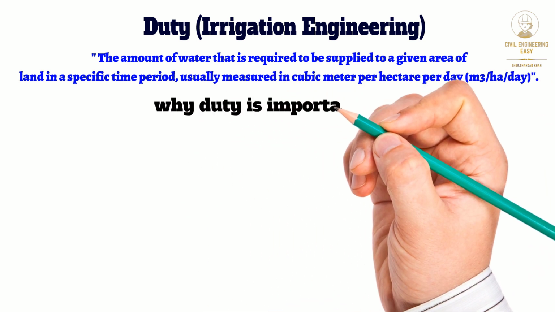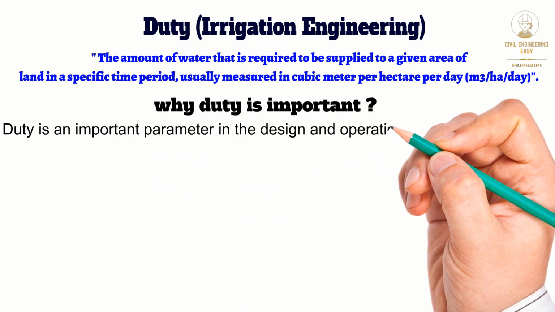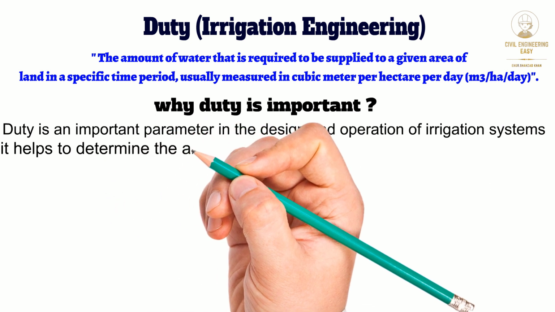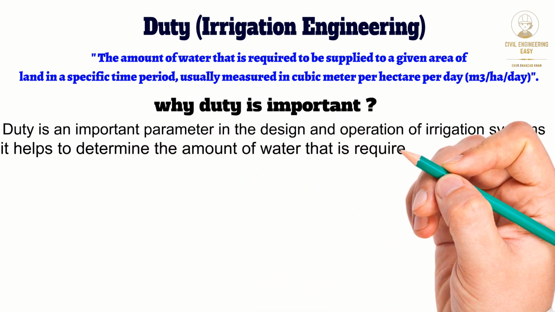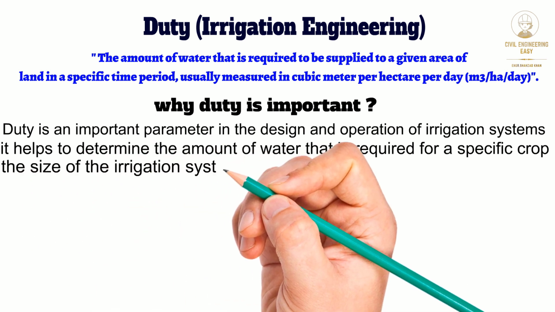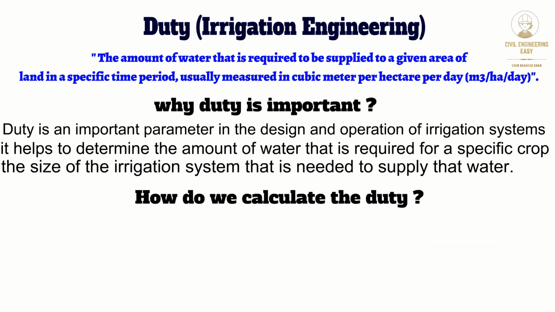Now, why is duty important? Duty is an important parameter in the design and operation of irrigation systems because it helps to determine the amount of water that is required for a specific crop and the size of the irrigation system that is needed to supply that water.